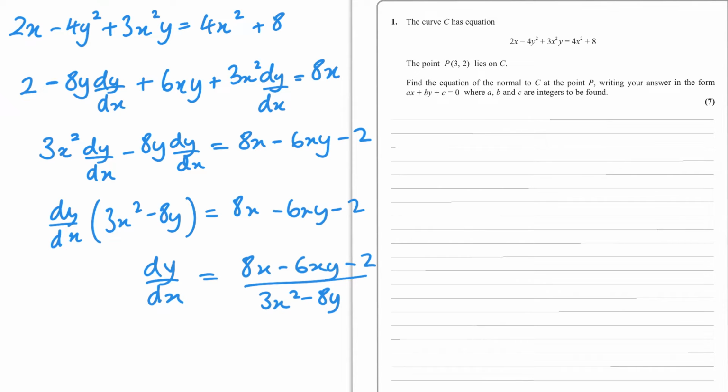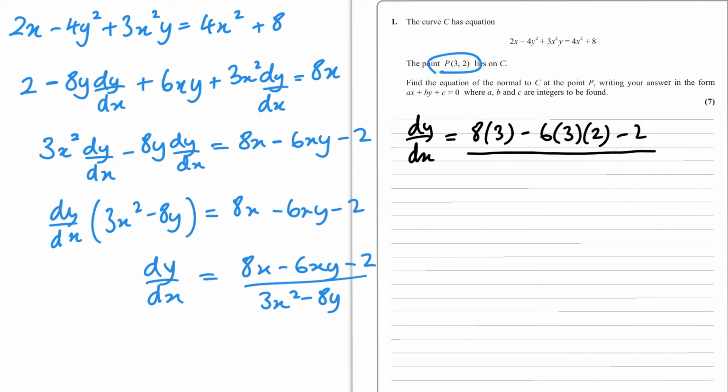Now, I want to find the gradient at point P. And P says that x is 3 and y is 2. So that's why I want to substitute into my dy by dx. So I'll do this bit in black. So now we've got 8 lots of 3 minus 6 lots of 3 lots of 2 minus 2 along the top. And then we got 3 lots of 3 squared minus 8 lots of 2 along the bottom. And now we need to go to my calculator. And we get minus 14 over 11.